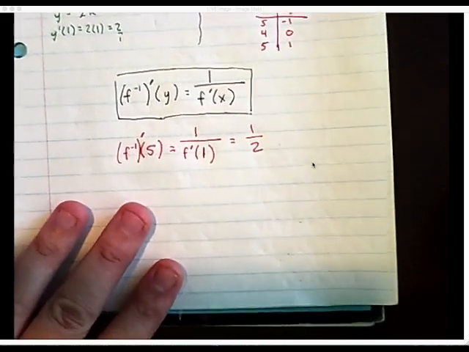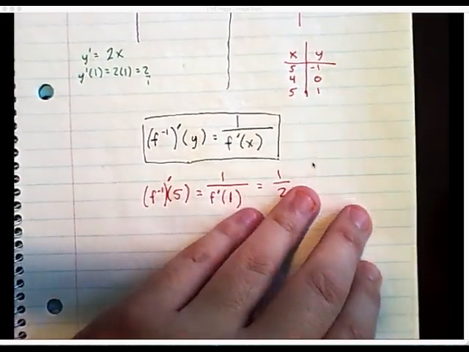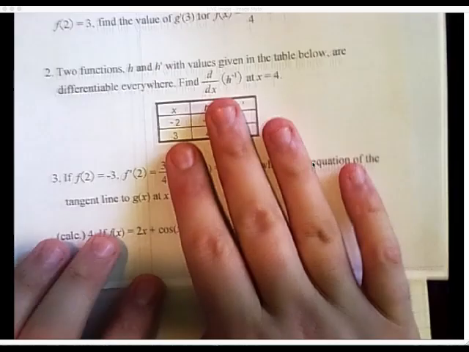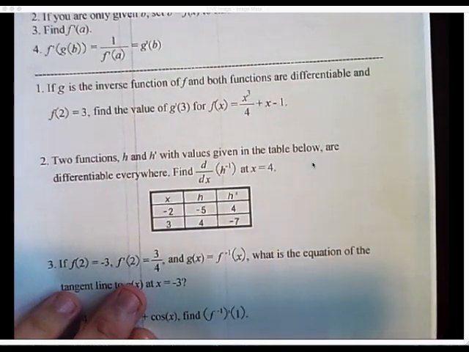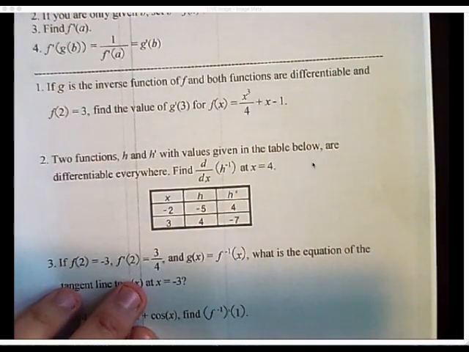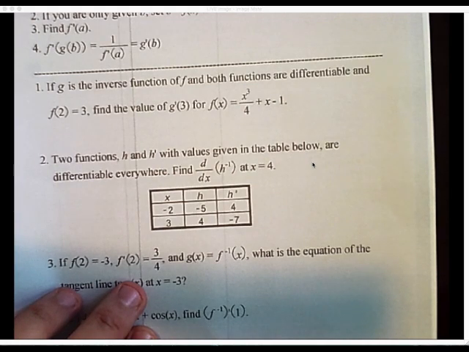So let's do some of these problems and hopefully we can understand a little bit. All right. So number 1, it says if g is the inverse of f and both functions are differentiable, and f of 2 equals 3, find the value of g prime of 3 for f of x equals x cubed over 4 plus x minus 1.